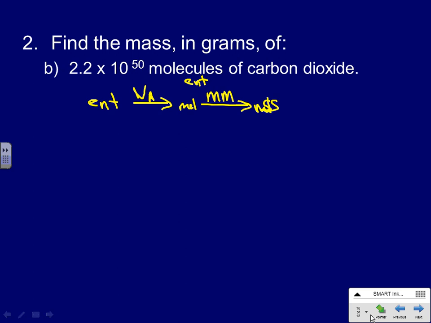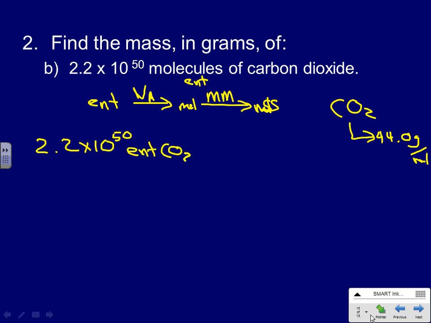Let's get the molar mass. What's the molar mass of carbon dioxide? 44. We're going to cheat just for time. 44.0 grams per mole. Carbon dioxide is another one of those that we're going to calculate all the time. We like to do calculations involving combustion reactions. So you're going to deal with water and you're going to deal with carbon dioxide. We start with 2.2 times 10 to the 50 entities of CO2.